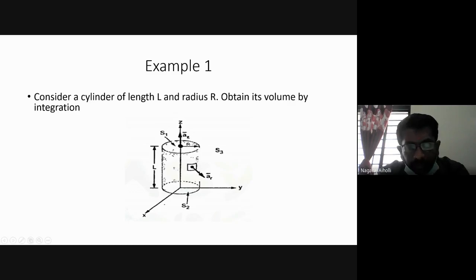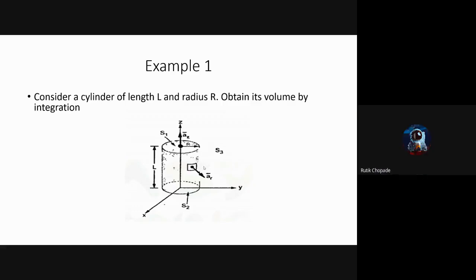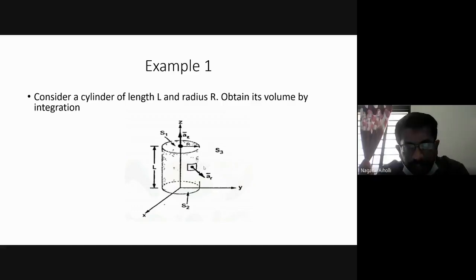Whenever you come to the volume of any shape, is it double integral or triple integral? What you have studied in your mathematics, how are you finding the volume? Is it double integration or triple integration? Triple, sir. Triple integration, exactly. Similarly, here also we are taking the triple integration to find the volume of this cylinder.